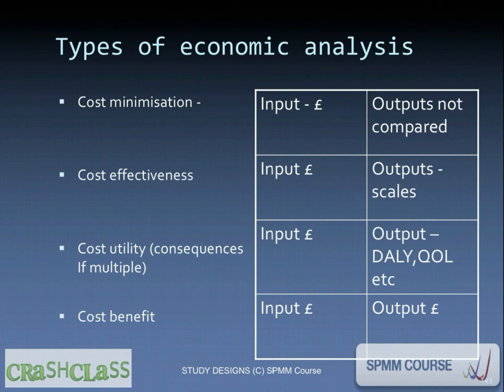Same way you can quantify the money value for improvement in the scale score. So for each point improvement in Hamilton depression, how much money would people be willing to pay? Now, that's one way of doing an economic analysis, and this is called cost benefit analysis. Input is in money, and the output, the return on investment, is also calculated in terms of money, pound values.